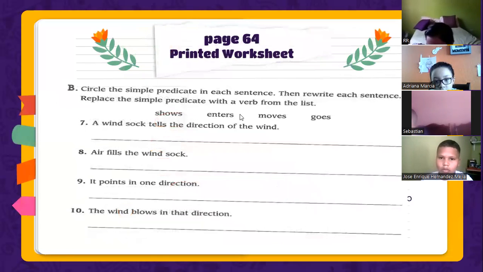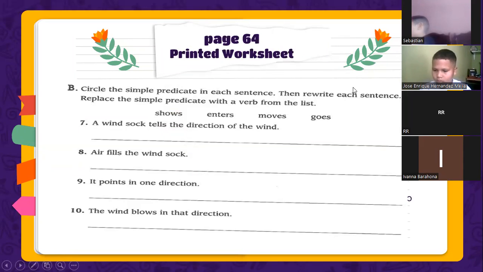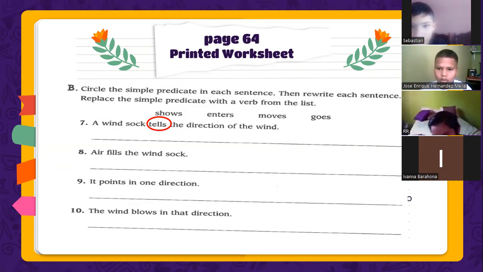Second part. It says circle the simple predicate. Okay, let's circle the simple predicate. What is the simple predicate in sentence number 7? A wind sock tells the directions of the wind. The simple predicate is the verb, right, Sebastian? Tells. Exactly, tells. That's the simple predicate. It's just a verb.